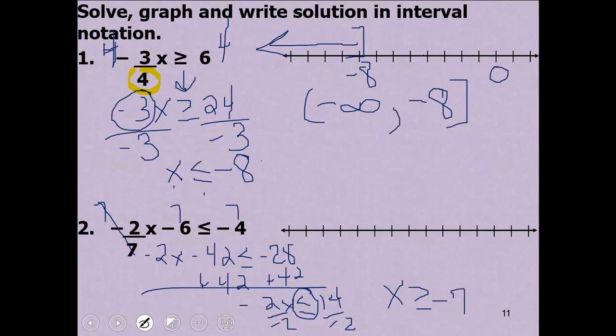Here's 0, 1, 2, 3, 4, 5, 6, 7. Here's negative 7. I want everything to the right of it. And then I want to use a bracket because this has the equal sign underneath. In interval notation, this becomes bracket negative 7, comma, positive infinity, like that.